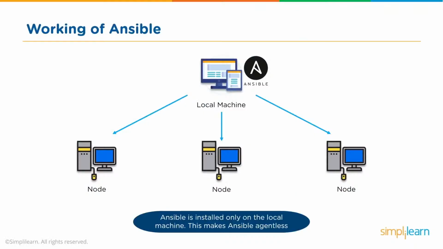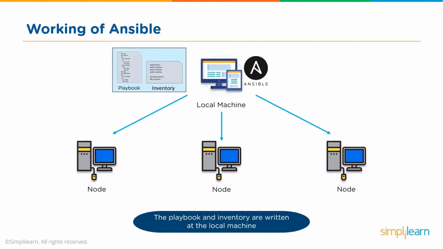So the real world environment is that you would have the Ansible software installed on a local machine, and then it connects to different nodes within your network. On the local machine, you'll have your playbook, which is the set of instructions for how to set up the remote nodes. And then to identify how you're going to connect to those nodes, you'll have an inventory.